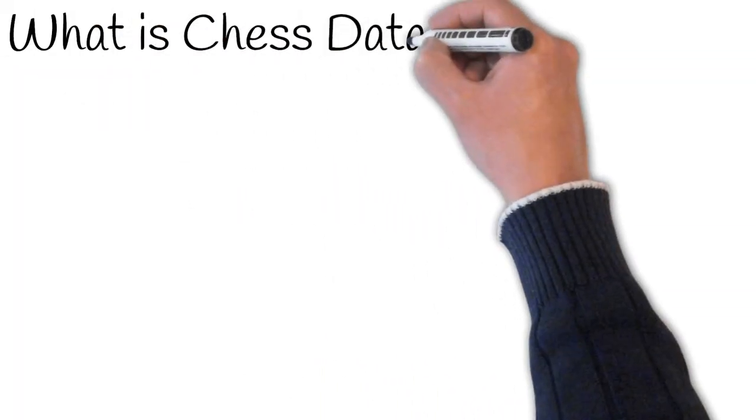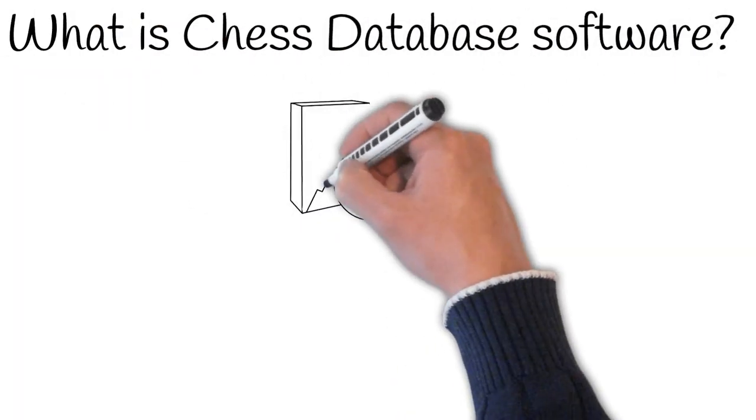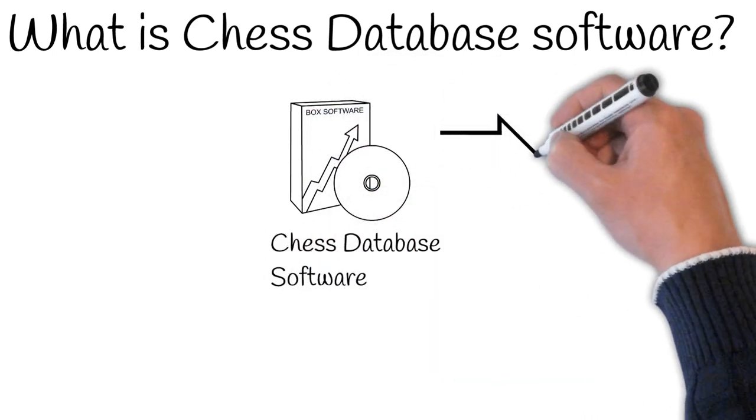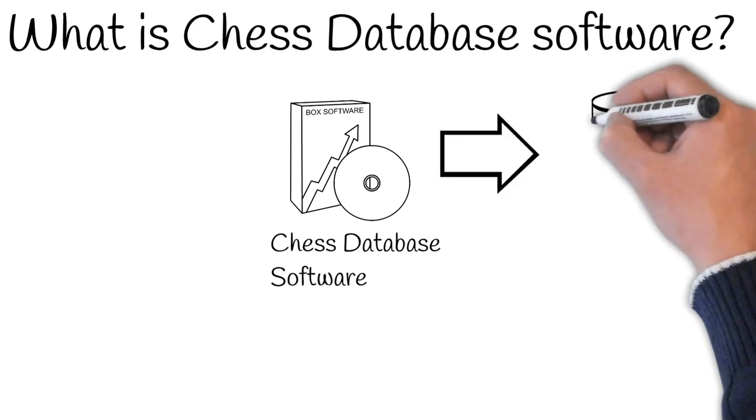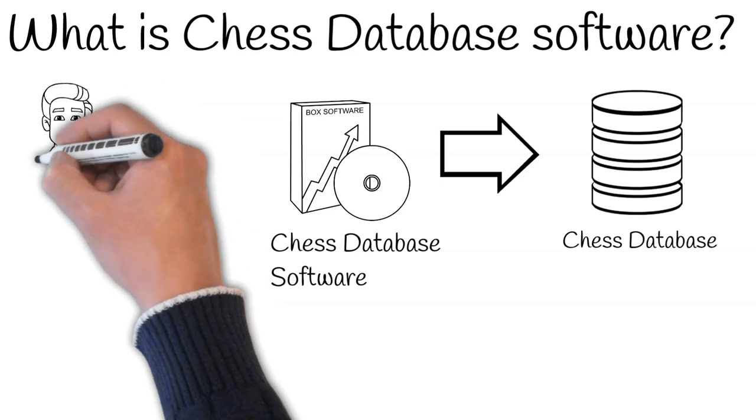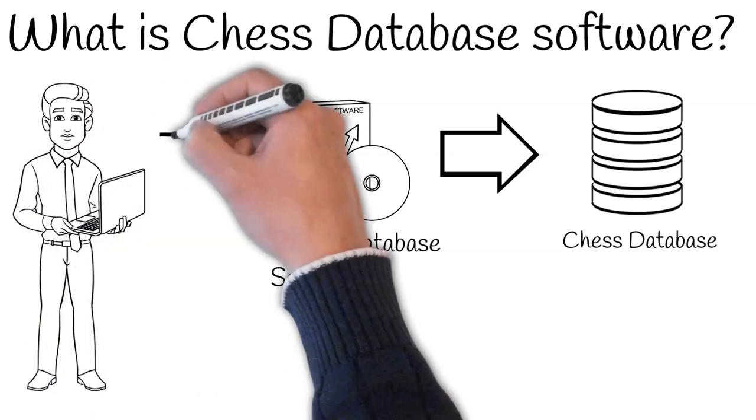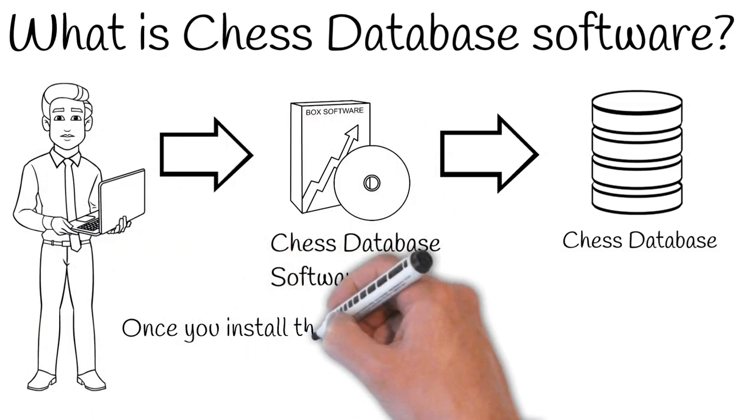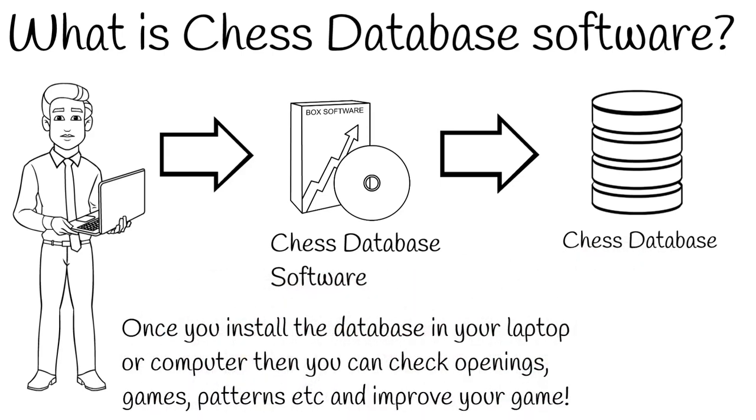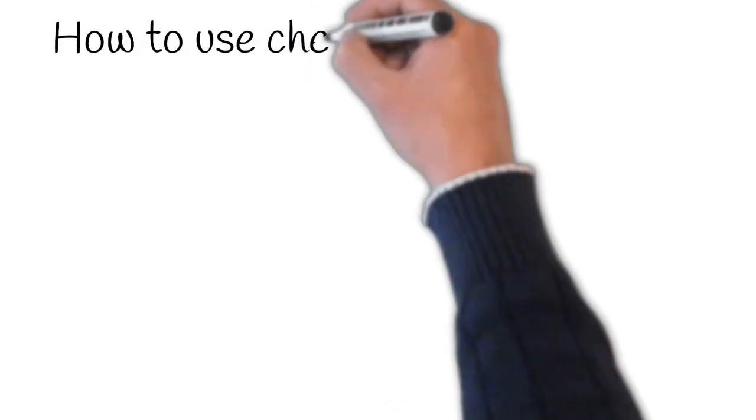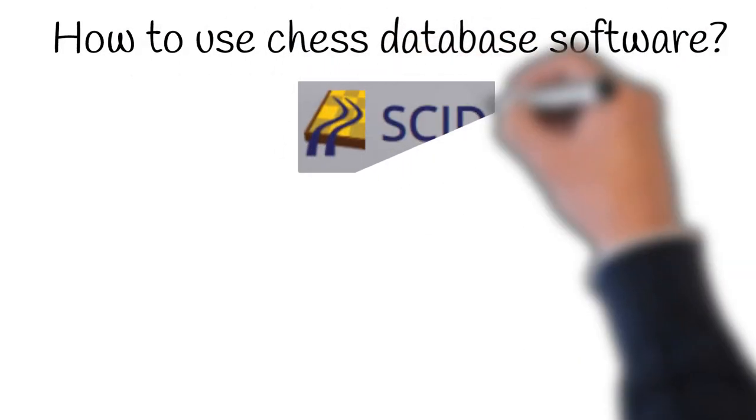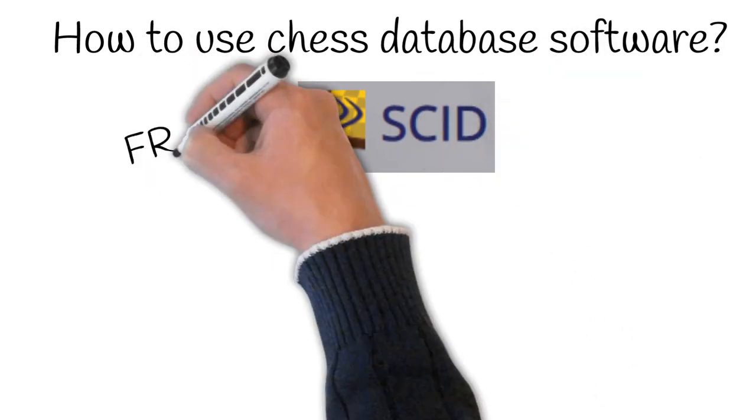So friends, the next question is, what is chess database software? Database software knows how to read any chess database. It understands the games, moves and patterns in the database, and once you install the database on your laptop or computer, you can check openings, games, patterns, etc., and improve your game. Next and the most important question is, how to use chess database software? We are going to learn today with the example of SCID.